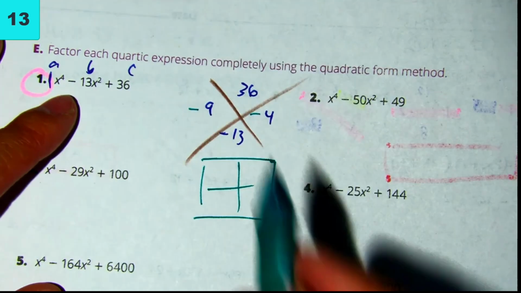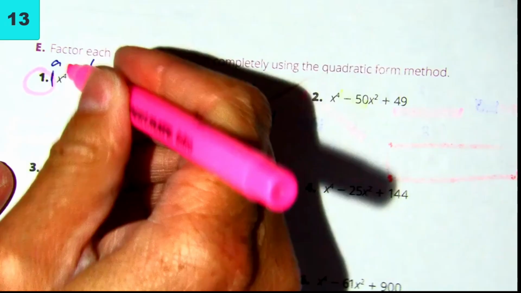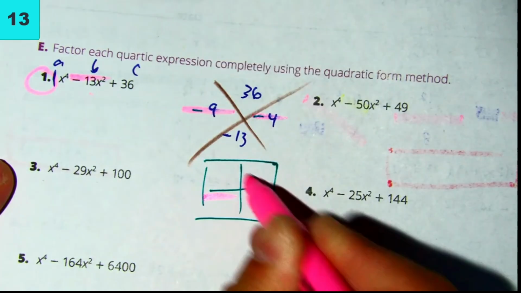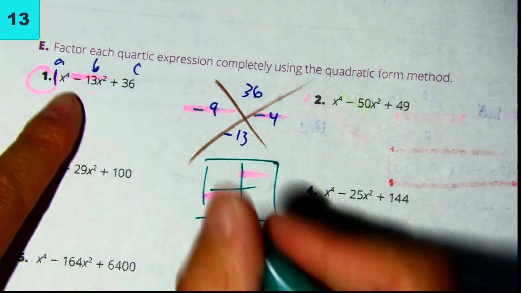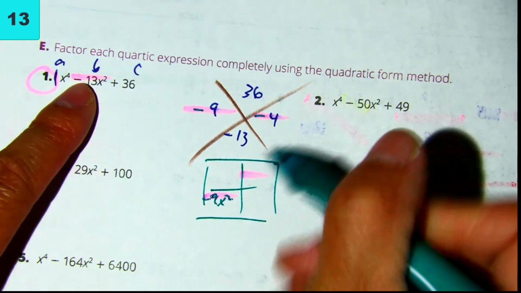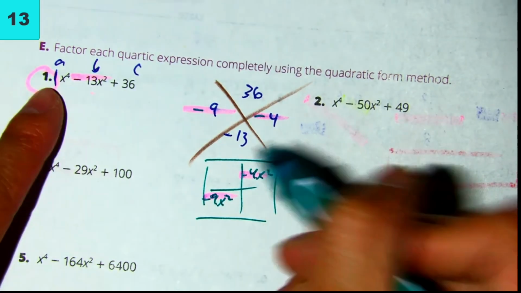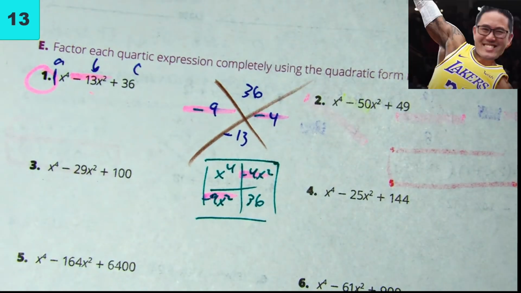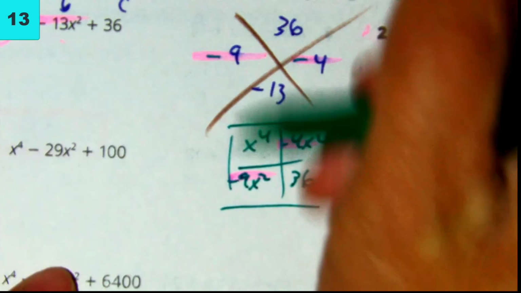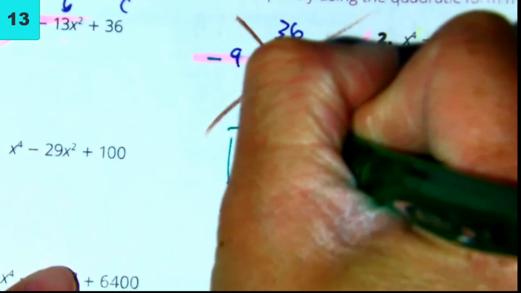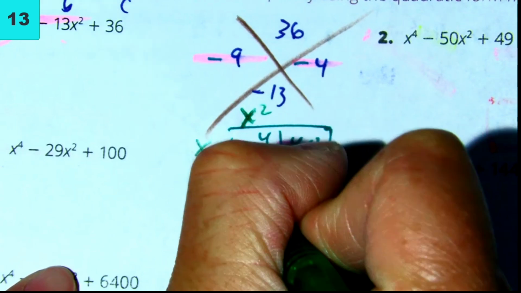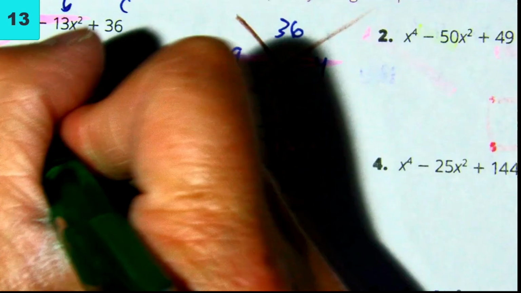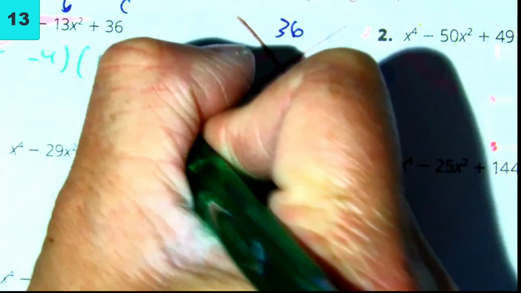So again, the middle term is splitting this term. So that is -13x squared. So -9x squared minus 4x squared will give us -13x squared. So I have x to the 4th, I have 36. And then here I'm just going to take out the greatest common factor. That'll be x squared minus 4, and then minus 9. So I will get x squared minus 4, x squared minus 9.